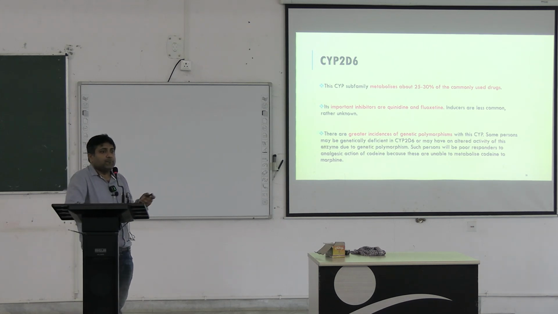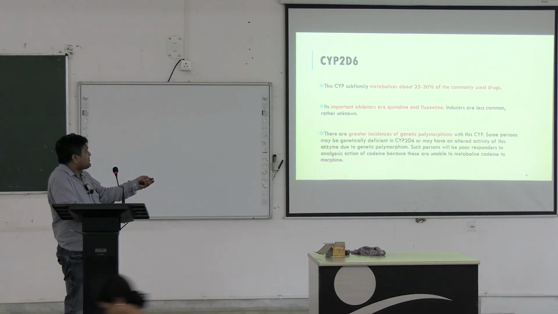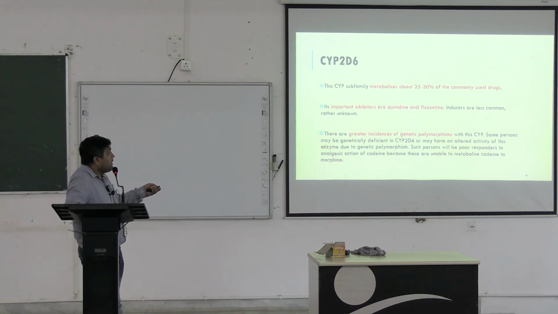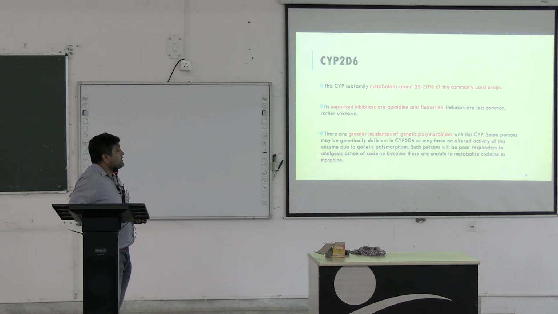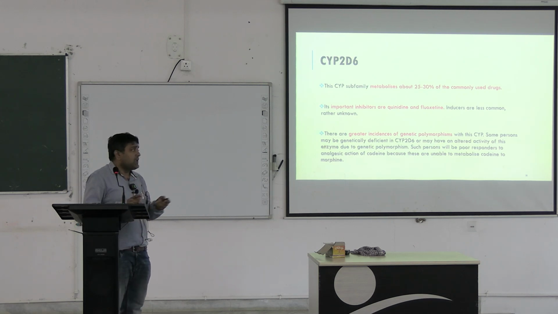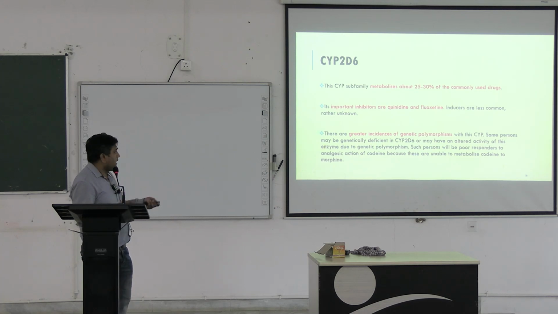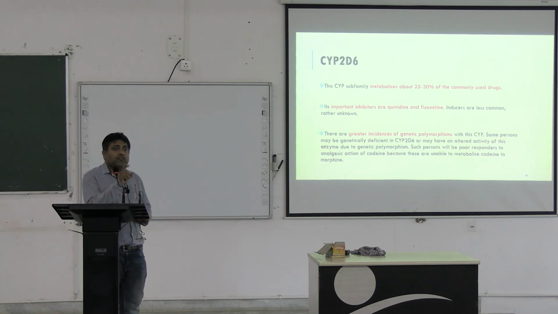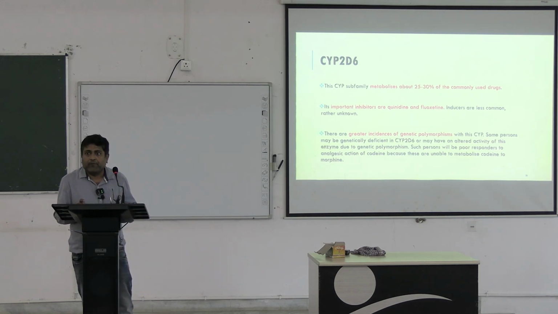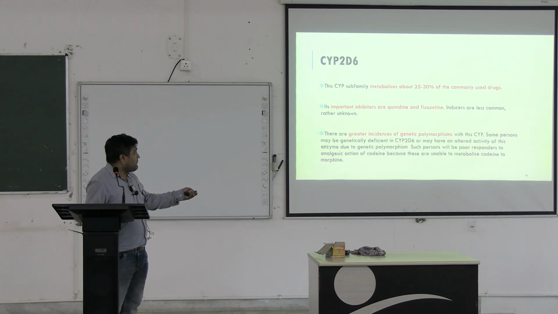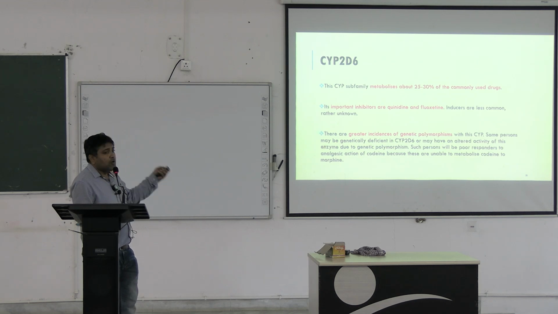CYP2D6 is responsible for metabolism of around 25 to 30% of the clinically used drugs. Its important inhibitors are quinidine and fluoxetine. Inducers are less known. They show greater incidence of genetic polymorphism. Certain individuals are deficient in CYP2D6, or the enzymes in them may be less active, like with codeine. Codeine is used as an analgesic drug. Now, this is metabolized by the CYP2D6 enzyme. What happens? A person having deficient or inactive CYP2D6 lacks the analgesic action of codeine.